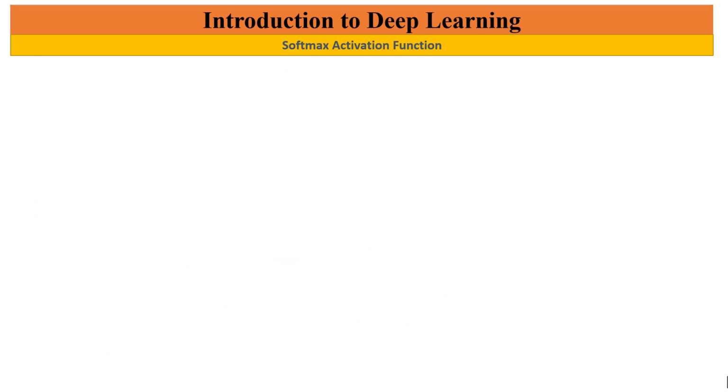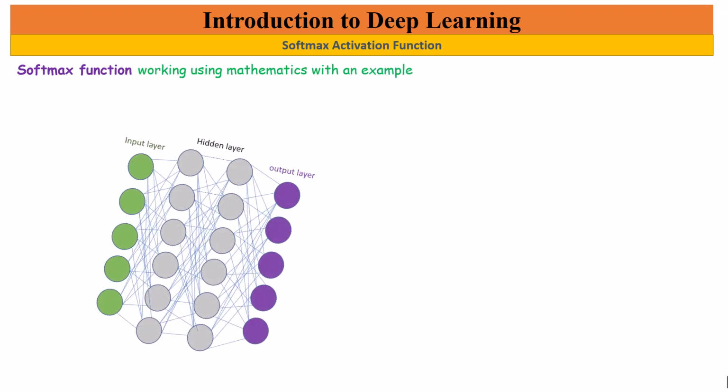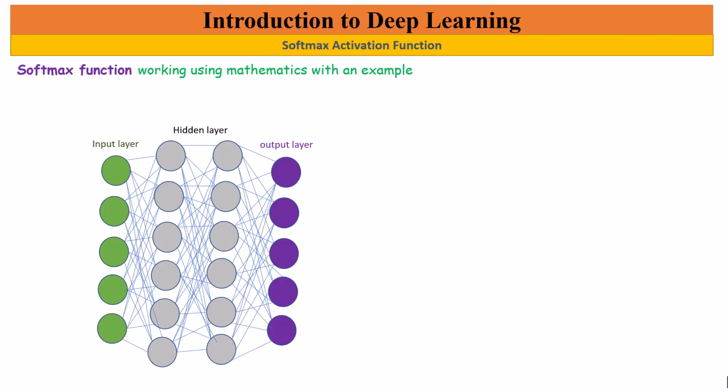Now, let's dive deeper into the working of the Softmax function by exploring its mathematical formulation and illustrating it with an example. Consider a neural network diagram which illustrates how the Softmax activation function is applied in the output layer to classify input data into one of 5 classes. Let's consider a real-world example of classifying fruits, for example, apple, banana, orange, kiwi, and mango.